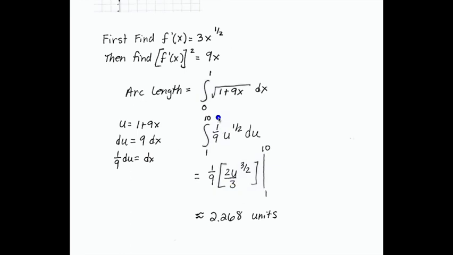Now, when I substitute for u, and I changed it as a function from x to u, I need to replace my limits, which now changed from 1 to 10. And when I do that, and I work out this arithmetic, I get 2.268 units.